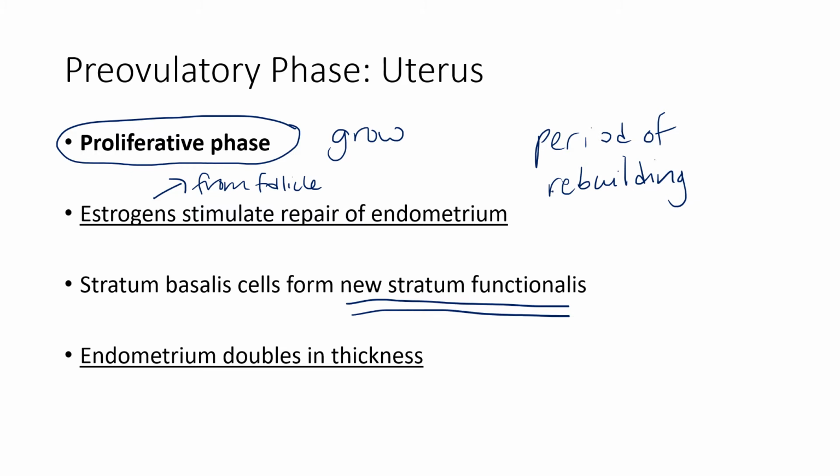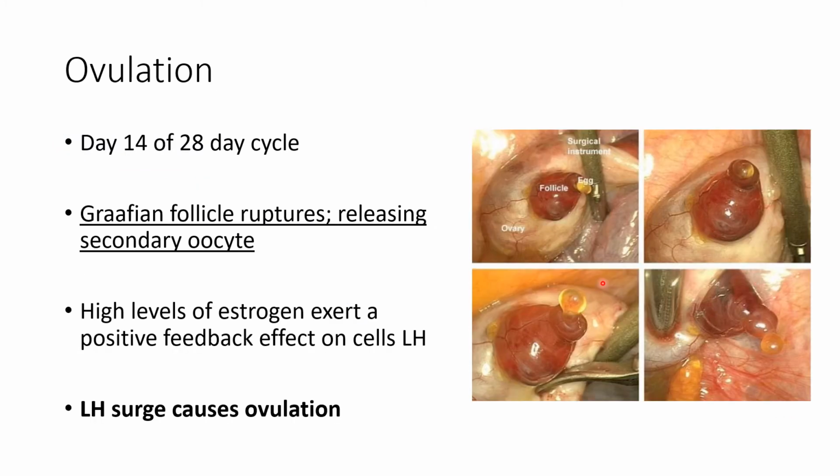Okay, so during the pre-ovulatory phase, we have the follicular phase of the ovary, where we choose the follicle, it continues its maturation, we get a rise in estrogen. We have the pre-ovulatory phase of the uterus, which is called the proliferative phase, where that endometrial lining, the stratum functionalis, is going to grow, and it's triggered by the release of the estrogens from that follicle. Okay, now that brings us to ovulation.